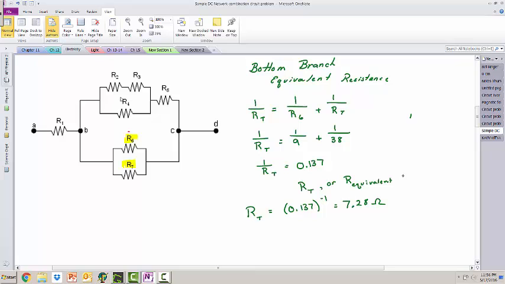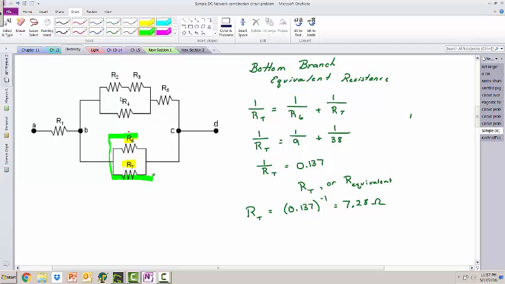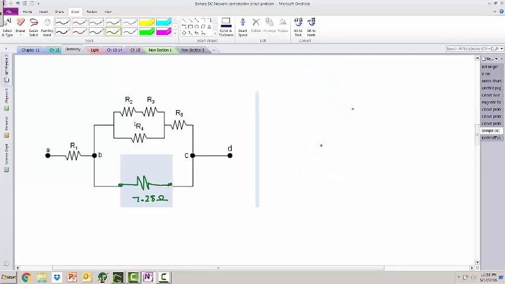In order to actually get RT, you're going to have to take 1 over 0.137, or what you're basically doing is taking 0.137 to the -1. And when you do that, you get that the equivalent resistance for that parallel branch is 7.28 ohms. What that means is that we could take out this parallel branch and replace it with one resistor that had a resistance of 7.28 ohms. And so we're going to redraw the circuit with one resistor in place of that parallel branch. So I've redrawn the circuit, and where that blue box is, that's where the old parallel branch was. I'm replacing the bottom parallel branch with one 7.28 ohm resistor.